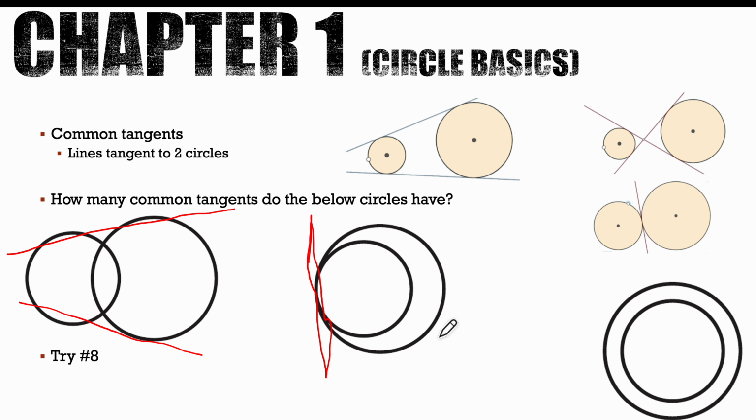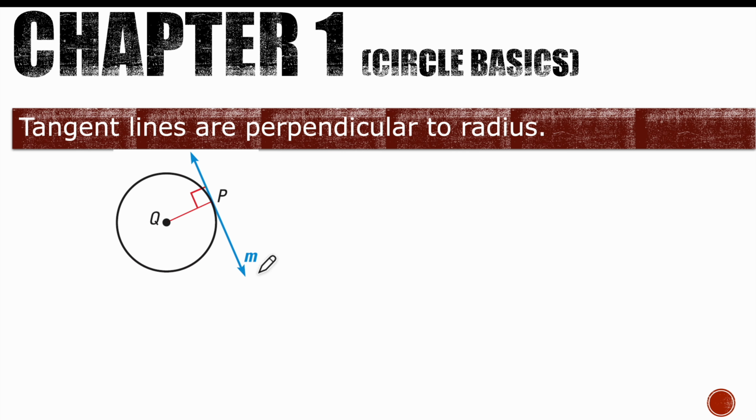In this one, how many tangents are possible? This one. Here, zero tangents are possible because they are concentric circles with different radius, so they don't have any common tangents. Tangent lines are perpendicular to the radius.